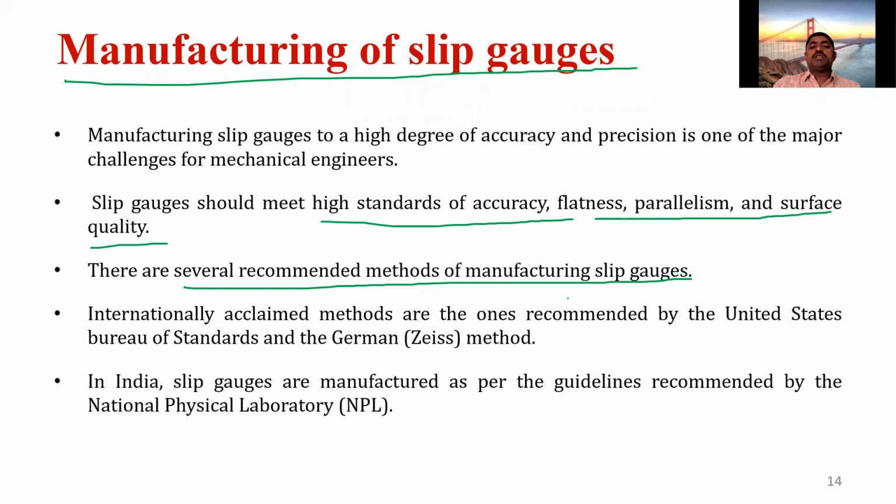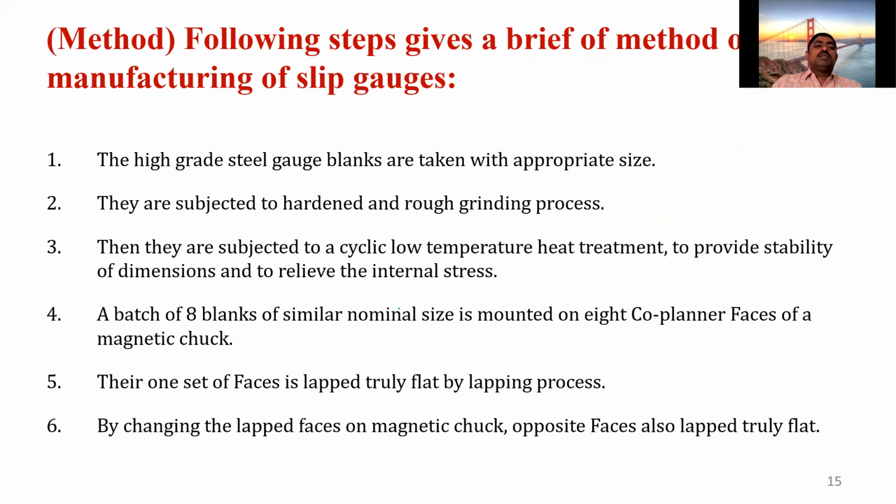Internationally acclaimed methods are the ones recommended by the United States Bureau of Standards and the GS method. There is a German method. In India also the slip gauges are manufactured as per the guidelines recommended by the National Physical Laboratory. So these are the steps to be followed in manufacturing of the slip gauges.